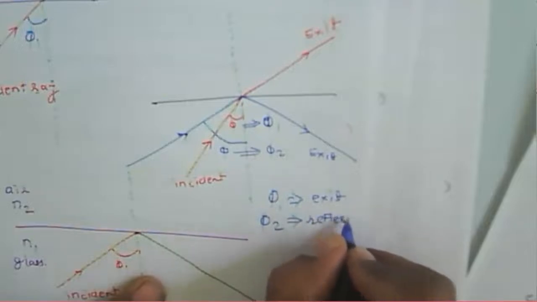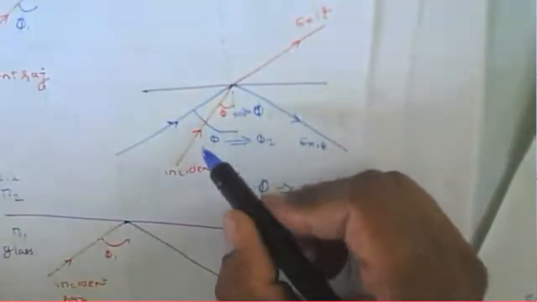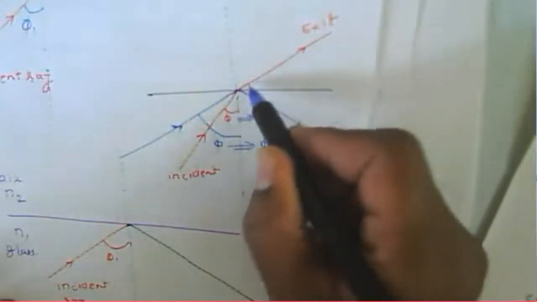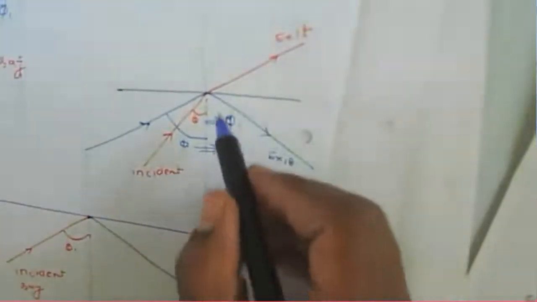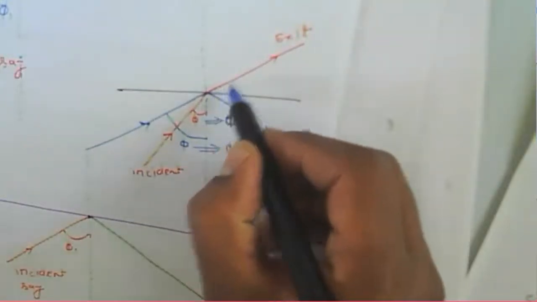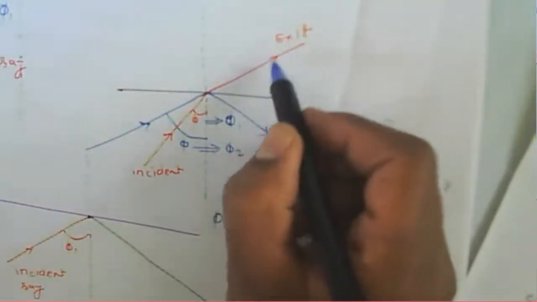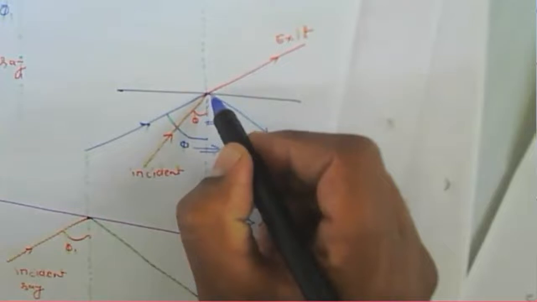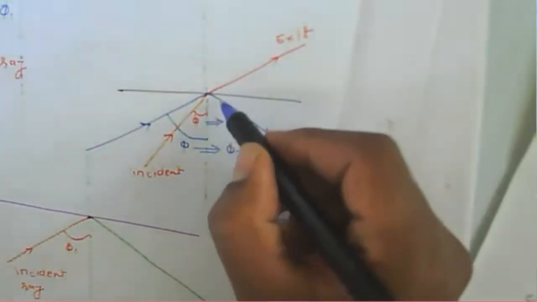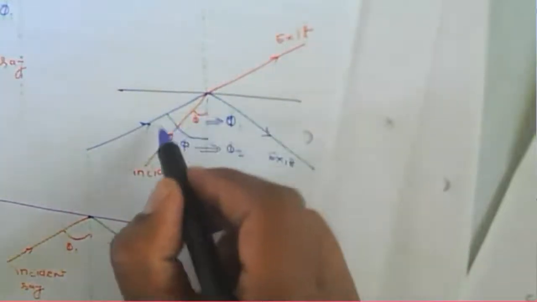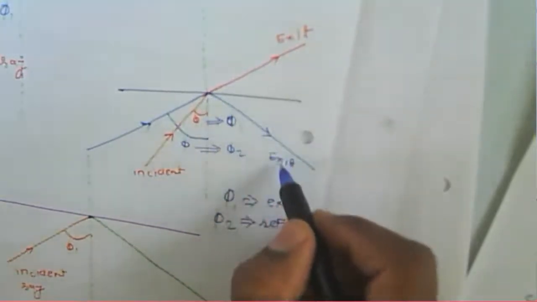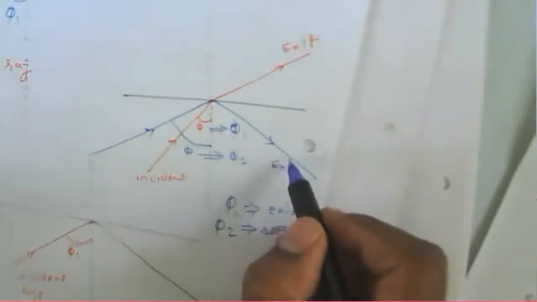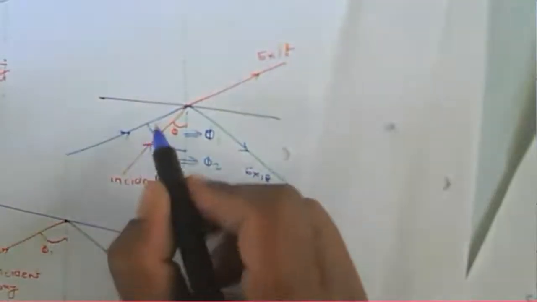If it is phi 2, what will happen? It will be reflected. Here it will be refracted. This ray is refracted at this particular boundary, meaning it propagates in the other medium. That is called refraction. So the ray is refracted, and because the angle phi increases for this other ray, it will be reflected.